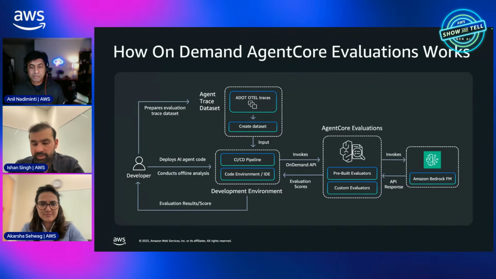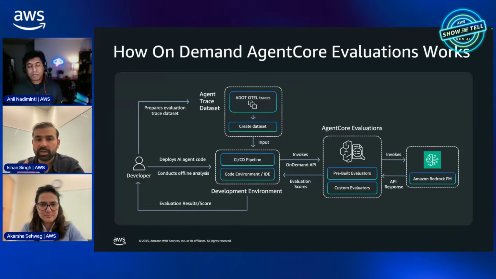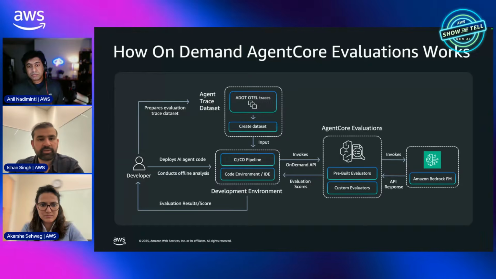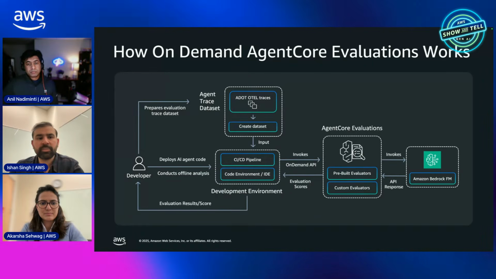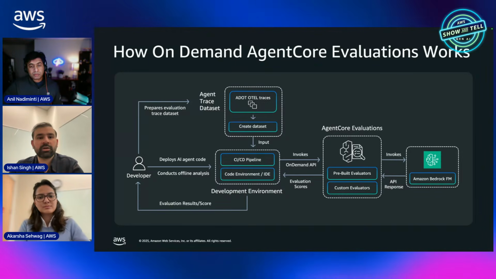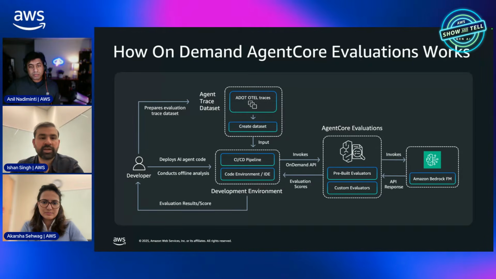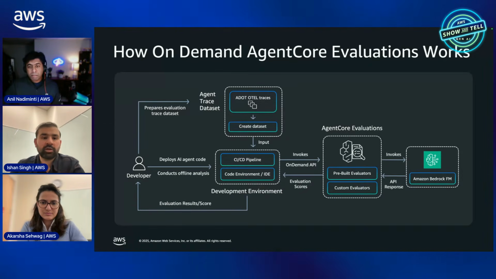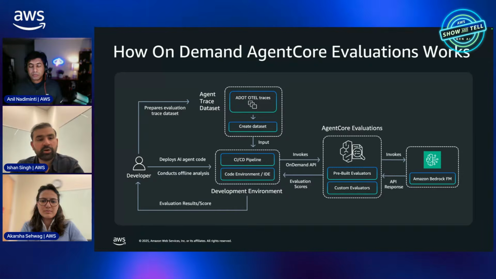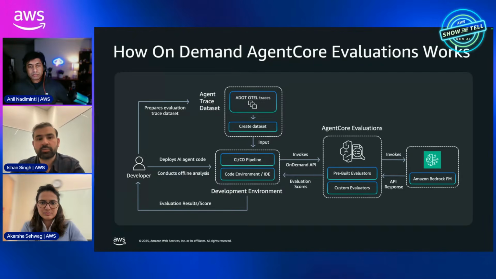The way the on-demand API works is that you as a developer are responsible for, one, instrumenting your agent. Agent instrumentation these days has become much easier with the open source libraries. Depending on what type of agentic framework you have, it may have different types of instrumentation. It could be OpenTelemetry based, or OpenInference based. That's a decision point for you to decide what type of instrumentation you need. ADOT supports both OpenTelemetry as well as OpenInference, so it makes it much easier for you to instrument your agents.